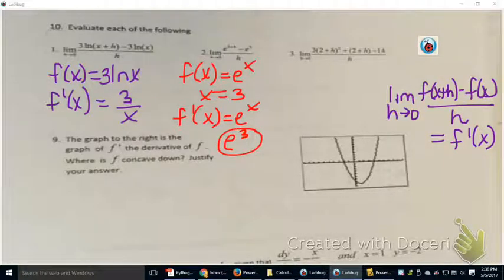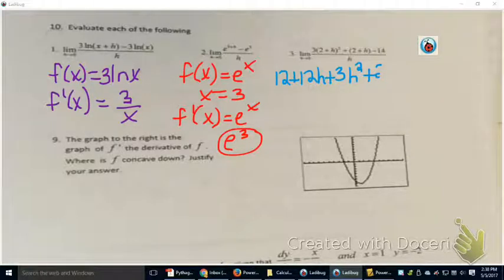Now the third one, I don't know an easy way to do that one except to multiply everything out. And for the sake of time, I'm just going to multiply it out for you. You're going to get 12 plus, let's write that in a different color so you can see it better, 12 plus 12h plus 3h squared plus 2h. Hang on, that's a 2h. Sorry. I went ahead and erased some of that other stuff just to get it out of the way. And then minus 14.